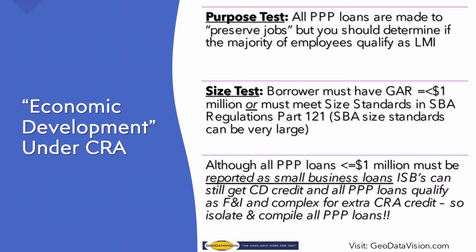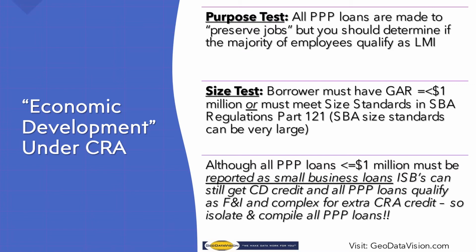Let's review what qualifies as economic development under CRA. To qualify for economic development, a CRA loan must pass both a purpose test and a size test. To meet the purpose test, a loan must support job creation, preservation, or improvement, primarily for LMI employees. PPP loans, by definition, are for job preservation. In many industries, such as restaurants, almost all employees probably qualify as low or moderate income wages. It would be helpful if a bank could collect information about the range of pay for PPP borrowers, and we'll have more information on that on the next slide.